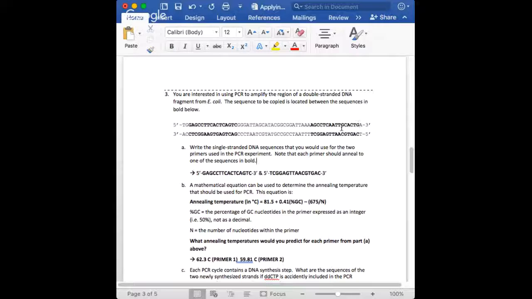So we're looking at those bold bases there, and from the first one we see, where is it? Here it is. So for this section here, we do the complementary strand for that primer, and it's going to be going from the 5' end to the 3' end because it's anti-parallel, and you get the GAGCCTTCACTCAGTC primer for that bottom strand. That's the primer for that bottom strand.